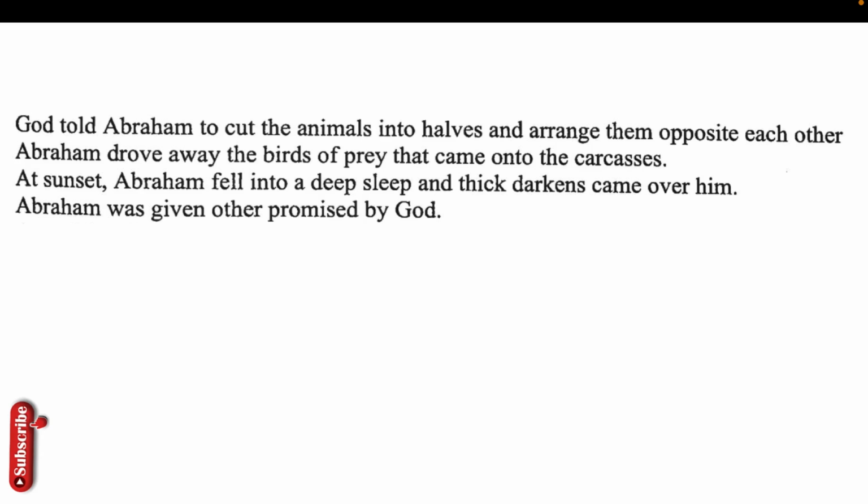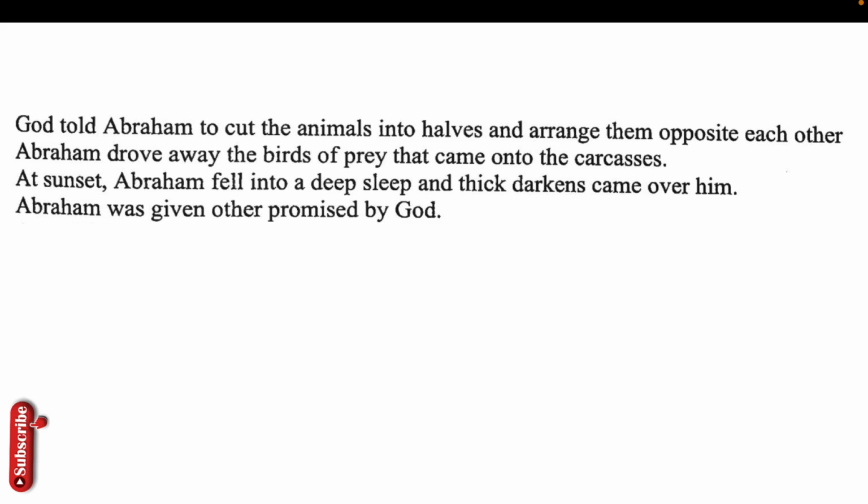Abraham was told by God to bring sacrificial animals: a heifer 3 years old, a she-goat, a ram 3 years old, a turtle dove and a young pigeon. God told Abraham to cut the animals into halves and arrange them opposite each other. Abraham drove away the birds of prey that came onto the carcasses. At sunset, Abraham fell into a deep sleep, and thick darkness came over him. Abraham was given other promises by God. A smoking firepot and a flaming torch appeared and passed between the pieces of meat.